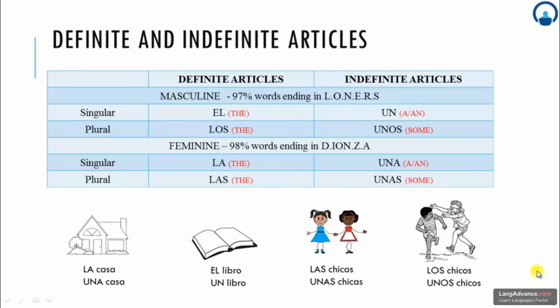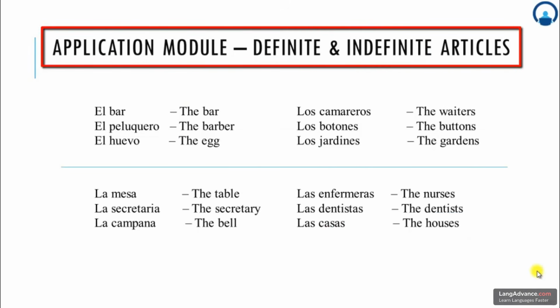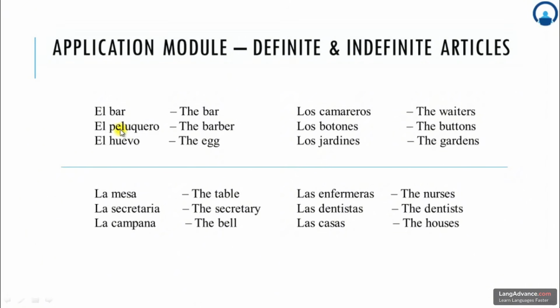Next, we'll see some more examples of definite and indefinite articles. We'll read it one by one. El bar, that means the bar. El peluquero means the barber. El huevo means the egg. Note that all these are singular and are satisfying the condition of being masculine. That's why el is used.